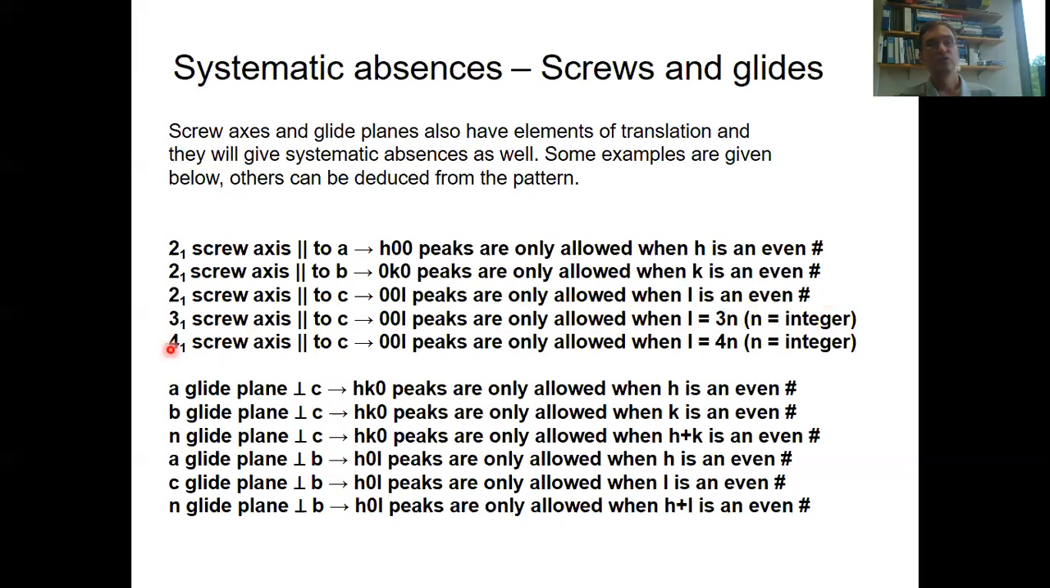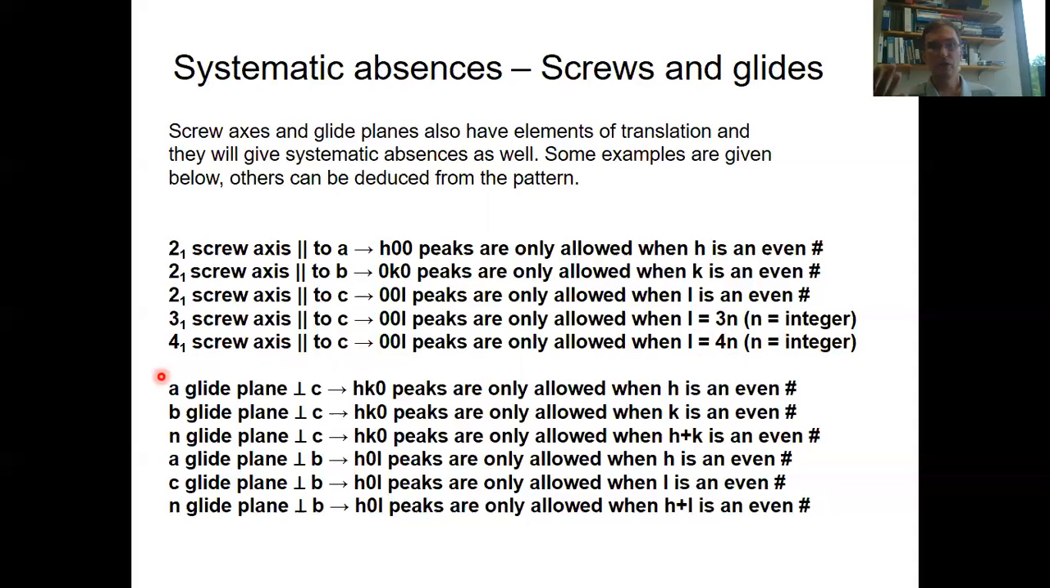For a 4-1 screw axis parallel to C, for instance, peaks of the type 00L would need to fulfill the condition L is equal to 4n, whereby n again is an integer number. So we would be able to see 004, 008, 0012, and so forth, but nothing else.